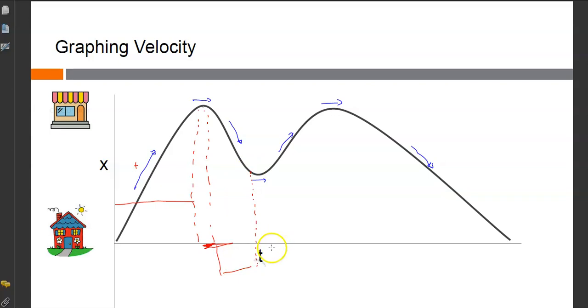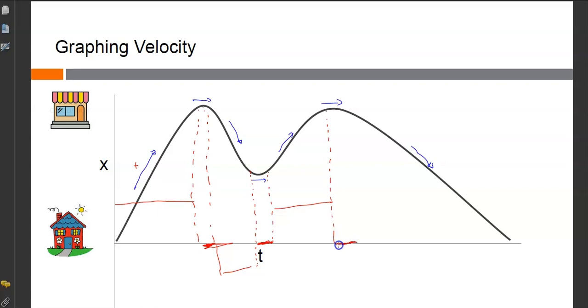Okay, that's when he stops. So at that point, his velocity goes to 0. He's back at the axis there. He says, "Fine, I'll go back and get my eggs." He's got positive velocity over here. He goes into the store right here.